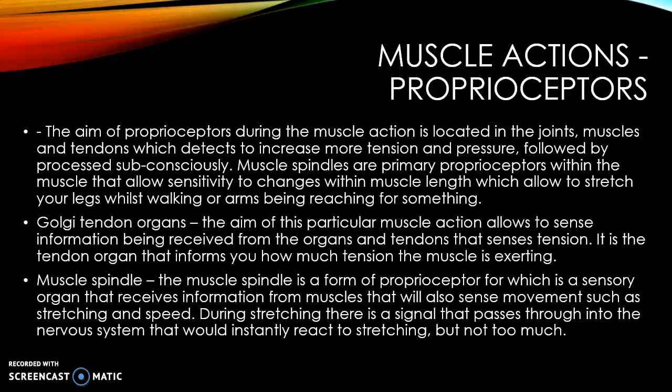The proprioceptors. During muscle action, they are located in the joints, muscles and tendons and will detect increases in tension and pressure, which is followed by a subconscious process. Muscle spindles are primary proprioceptors within the muscle that allow sensitivity to changes in muscle length, which allows you to stretch your legs whilst walking or reach your arms for something.